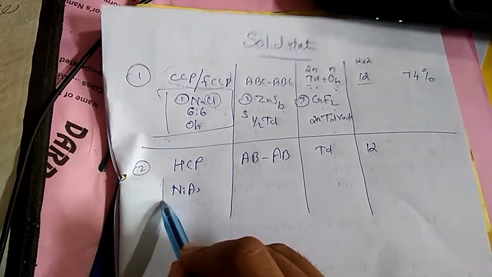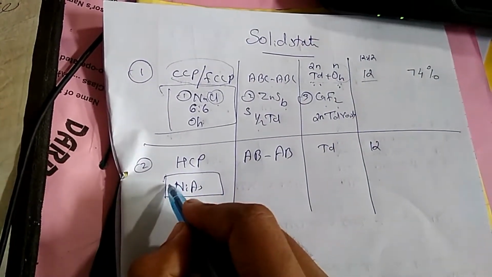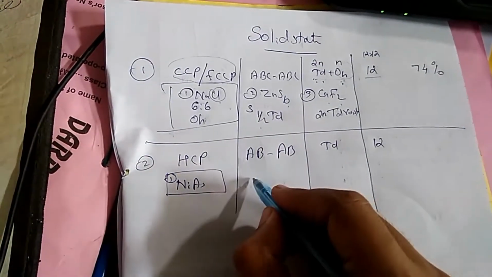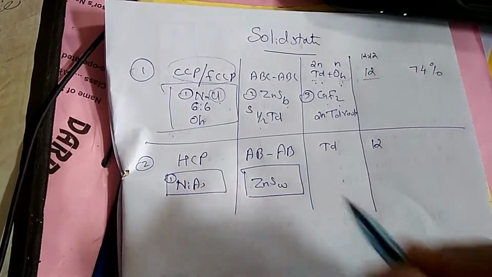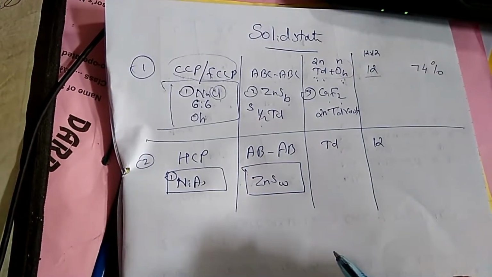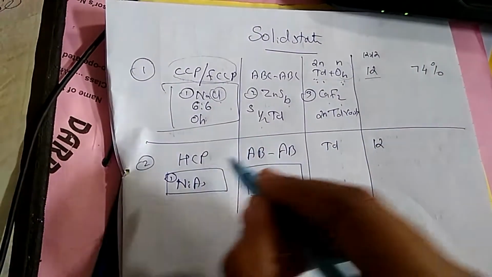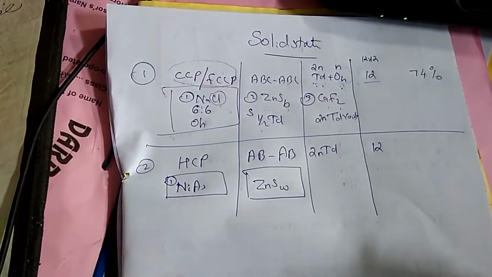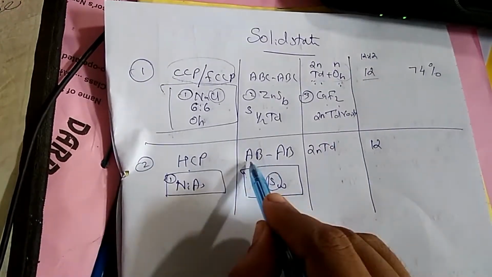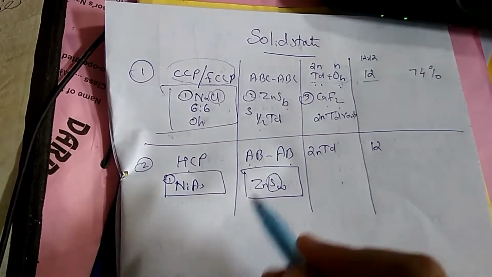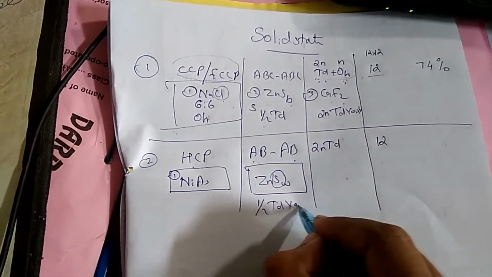This is a very important question which can be asked in multiple choice: NiAs in the hexagonal close packing arrangement. Another hexagonal close packing arrangement is zinc sulfide in the wurtzite form. This is also important. Here sulfur is arranged in hexagonal close packing, meaning an AB arrangement, and zinc is the cation and will occupy half of the tetrahedral voids.